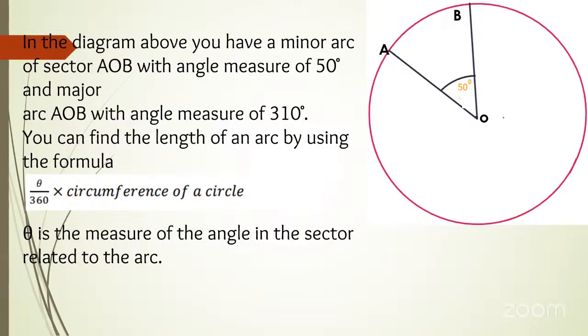So, all right then. My theta here, I'm saying that theta upon 360 times the circumference of the circle. So theta is the measure of the angle in the sector related to the arc. It has to be in relation to the angle in the sector. So if I'm looking for the minor arc, then I would use the angle in the smaller portion. And if I'm looking for the major arc, then I would look at the angle at the larger portion. Not true?